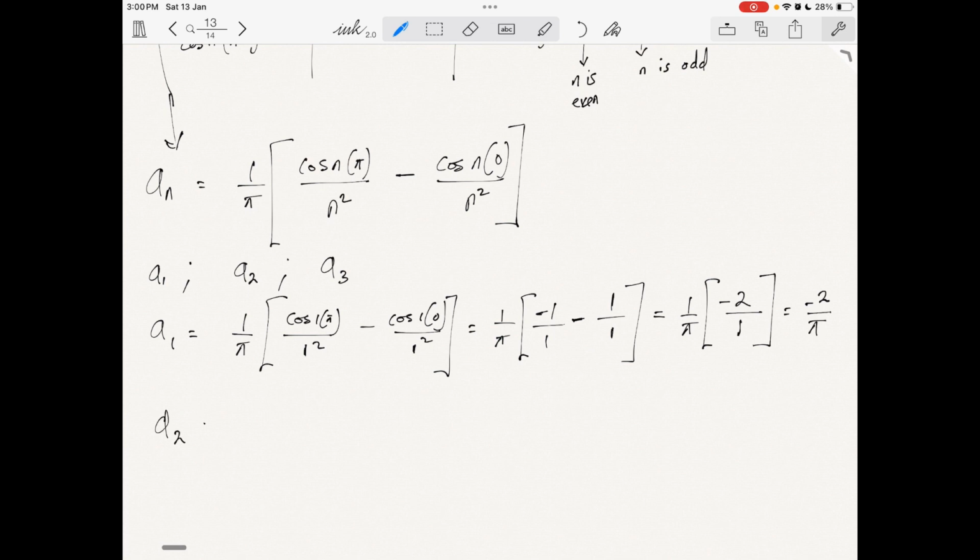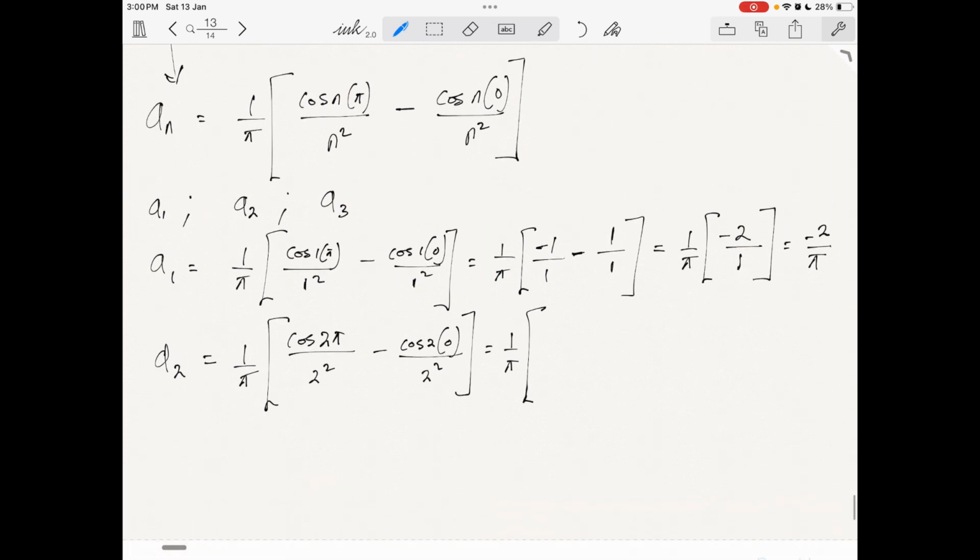Now we evaluate for a2. So wherever we see n, we put 2. So we have cos 2π divided by 2 squared minus cos(2·0) divided by 2 squared. That will be 1 over π from cos 2π is 1 and 2 squared is 4, minus cos 0 is 1 and 2 squared is 4, and this will give us 0.